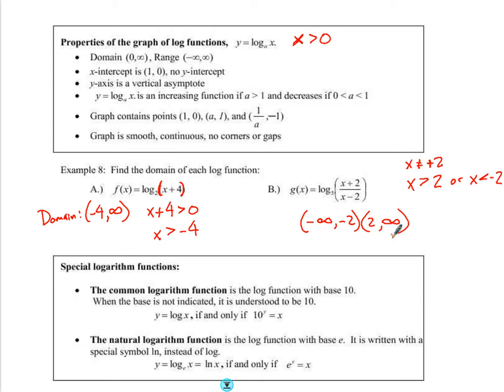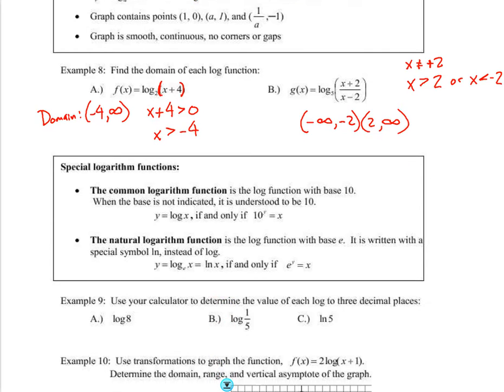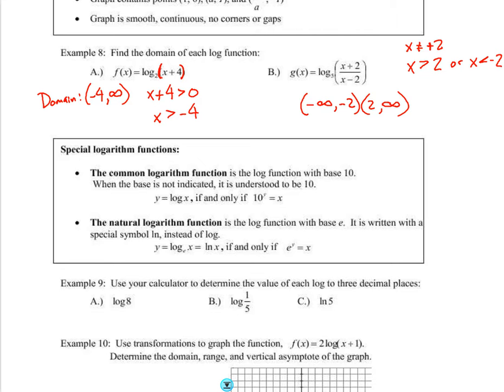We do have some special log functions here. Obviously, whenever I write a log with no base, if the base is not written, you can assume that the base is 10. So whenever there's no base, it's understood that it must be 10. Natural logs. Obviously, we already talked about this, log base e. That's going to be the natural log.